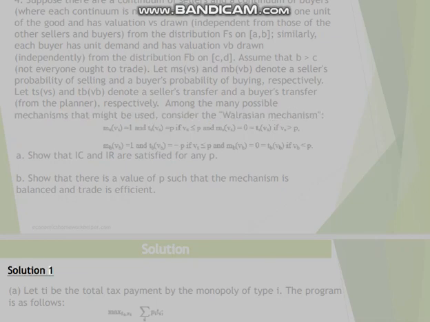Solution 1. A. Let Ti be the total tax payment by the monopoly of type i. The program is as follows.